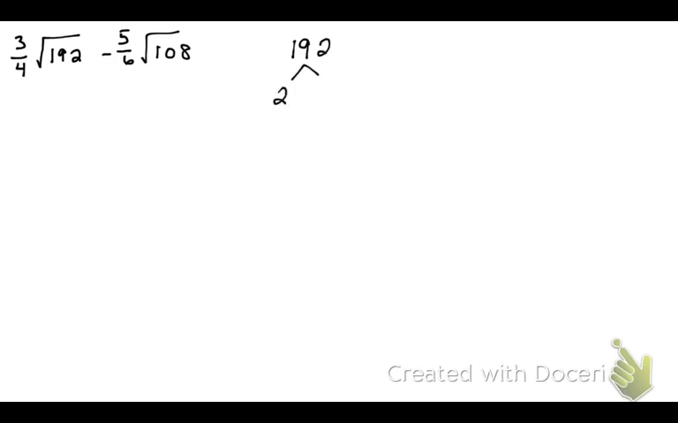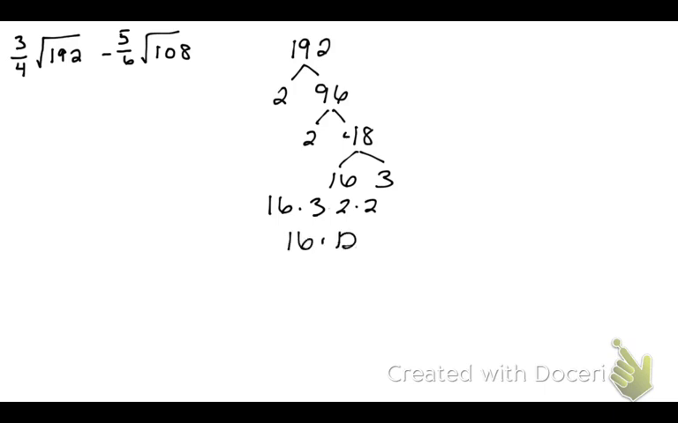192 is 2 times 96. 96 is the same thing as 2 times 48. Now I'm getting somewhere. 48 is 16 times 3. So the important thing is that this is 16 times 3 times 2 times 2, or 16 times 12.